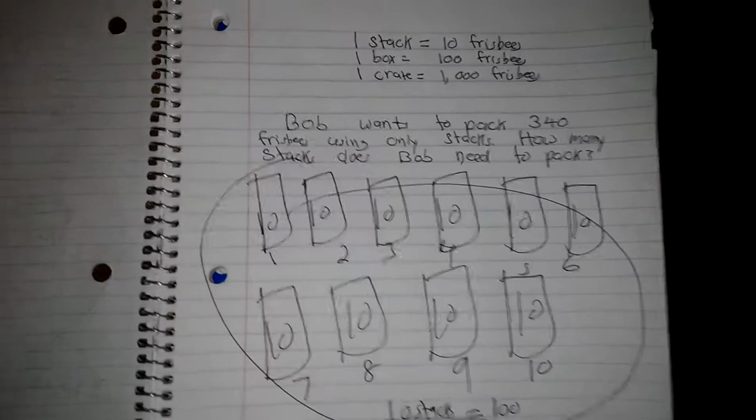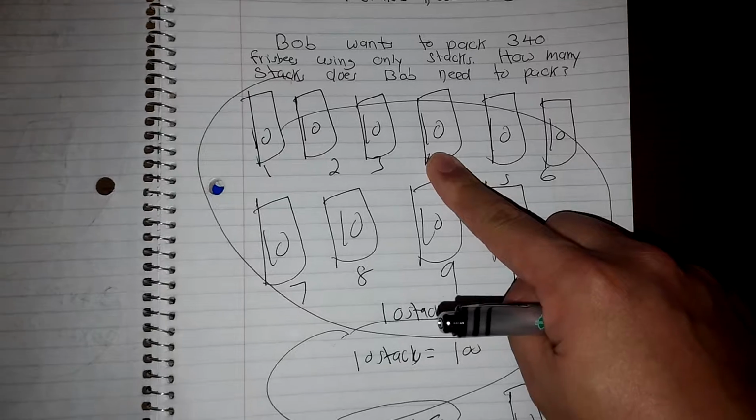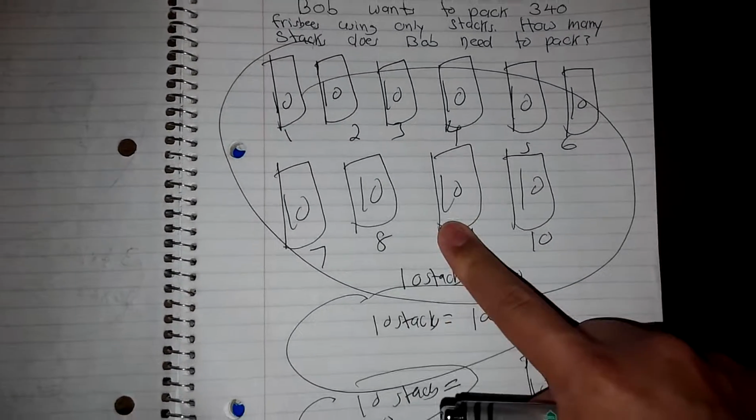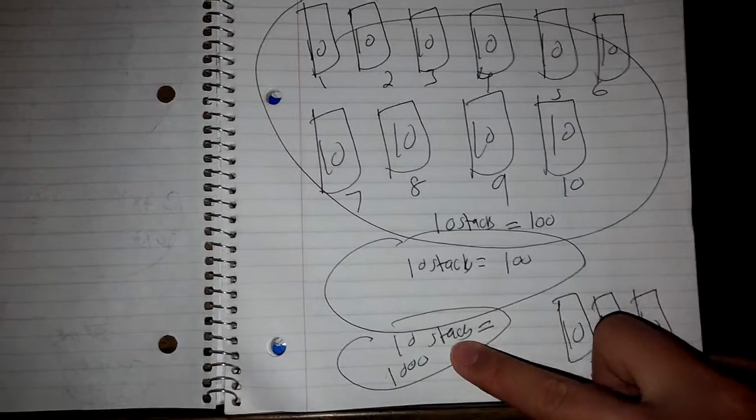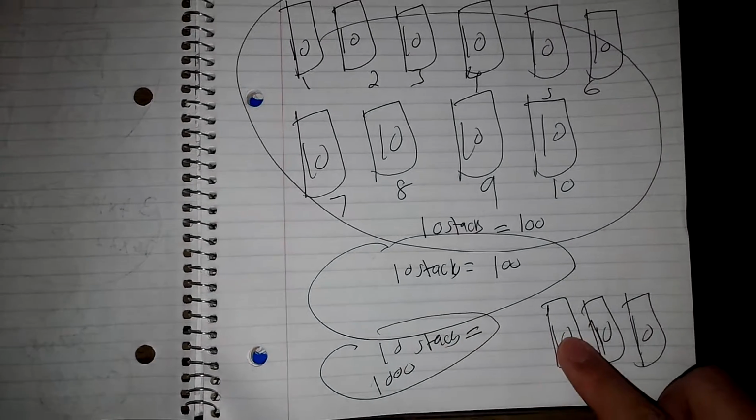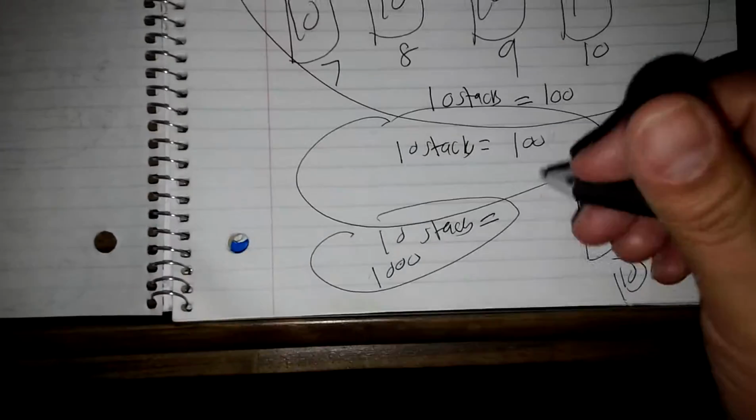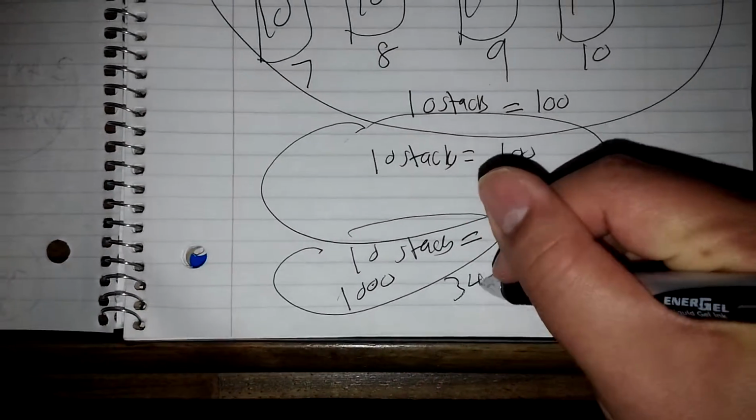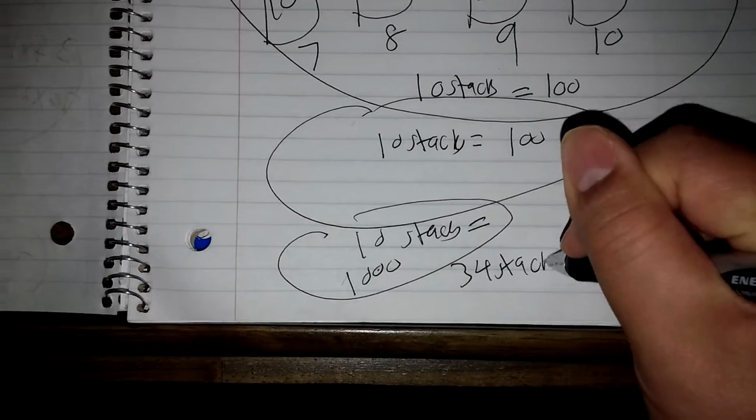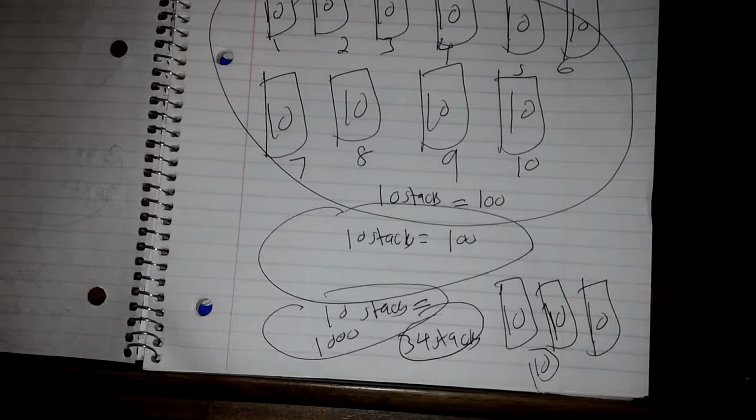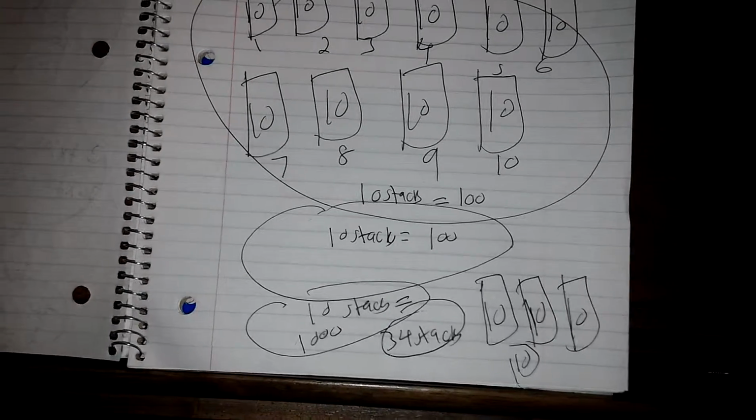Let's count the total number of stacks. I have 10 stacks here. How many stacks do I have here? Another 10. So 10, 20, another 10 is 30, 31, 32, 33, 34. What's the total number of stacks I have? I have 34 stacks. Ladies and gentlemen, that is your answer right there. 34 stacks is equal to 340 Frisbees.